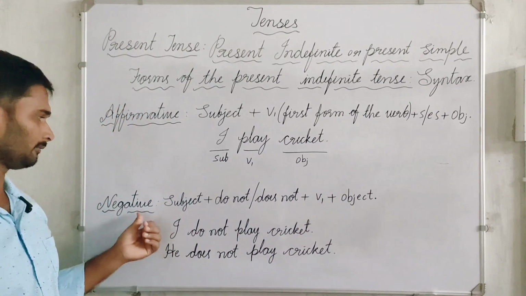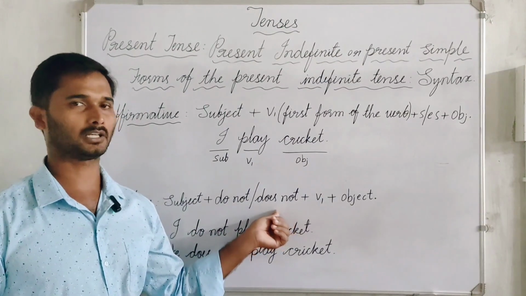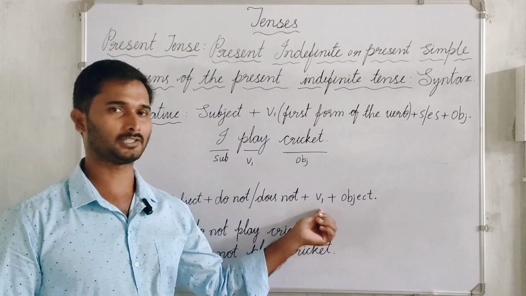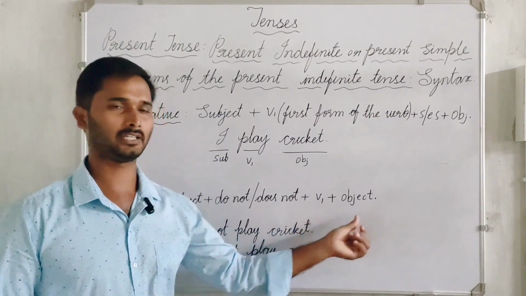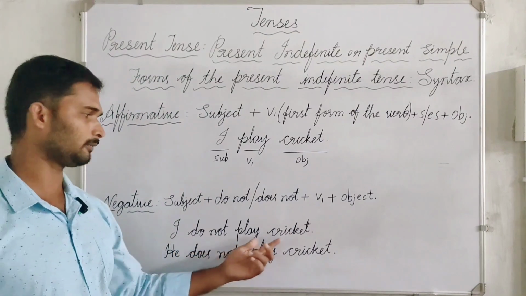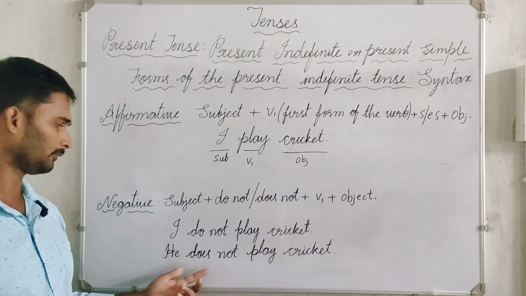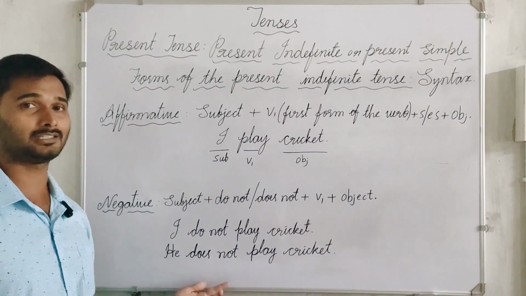Let's see the negative form. Negative form: subject plus do not or does not, the contracted form being don't or doesn't, plus V1, the first form of the verb, along with S or ES for the singulars, then the object. Here are a few examples. I do not play cricket. The short form is I don't play cricket. One more example: He does not play cricket. The short form is he doesn't play cricket.